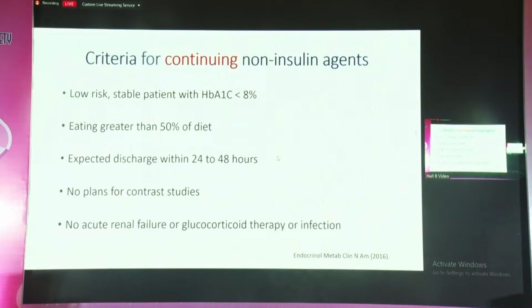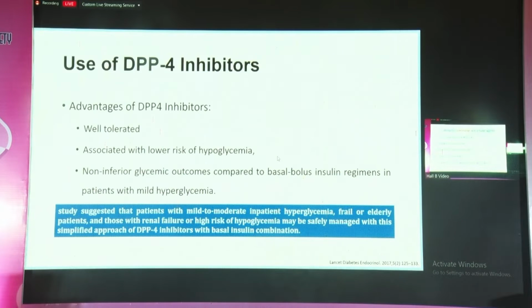Now, in which conditions can we continue the non-insulin agents? When there is low risk, a stable patient with pre-hospital A1C less than 8%, eating greater than 50% of a regular diet, expected discharge within 1 to 2 days, no plans for contrast studies, and no acute renal failure, glucocorticoid therapy or infections.